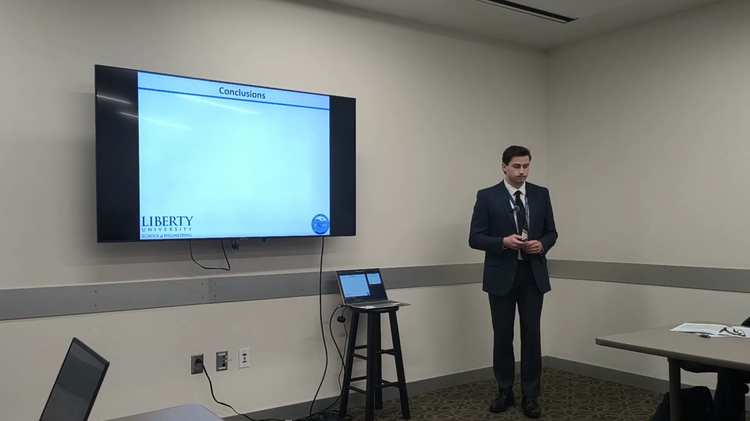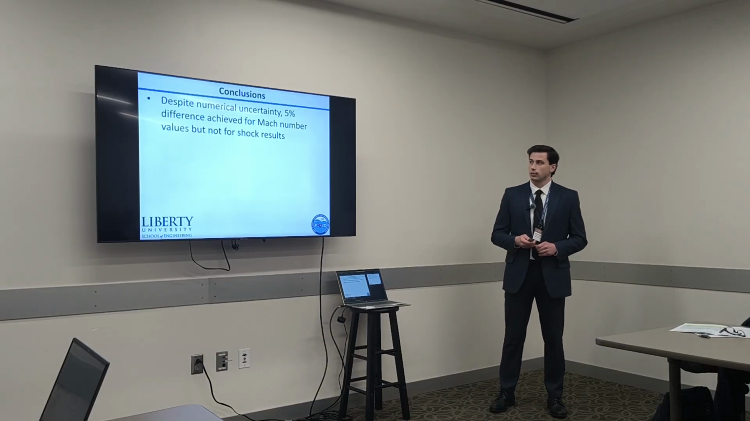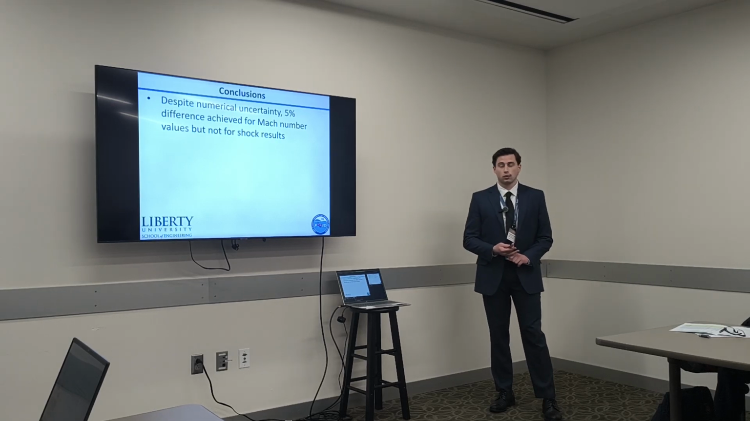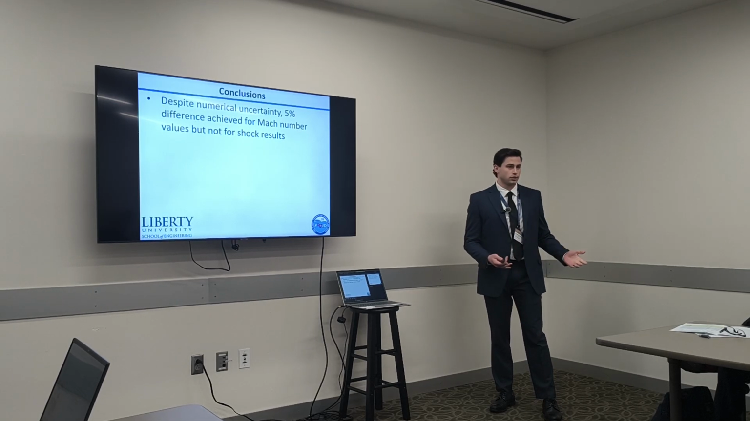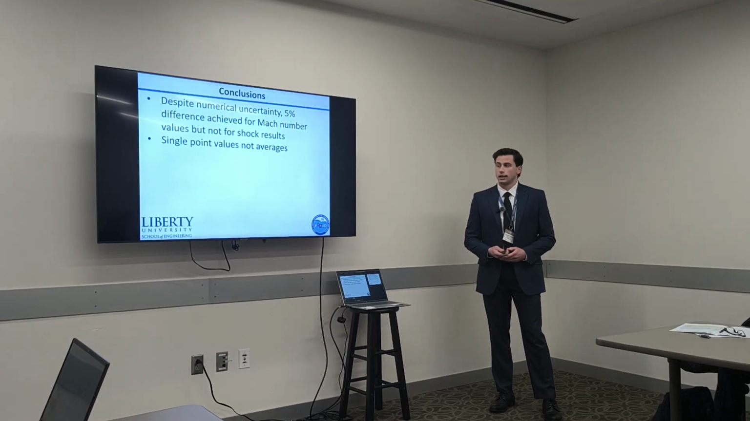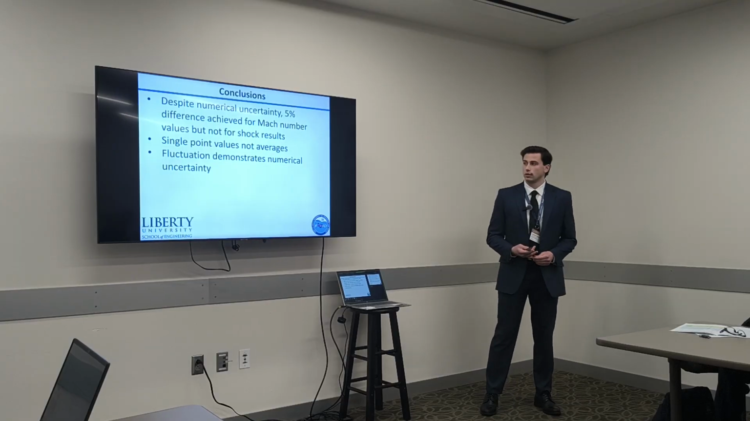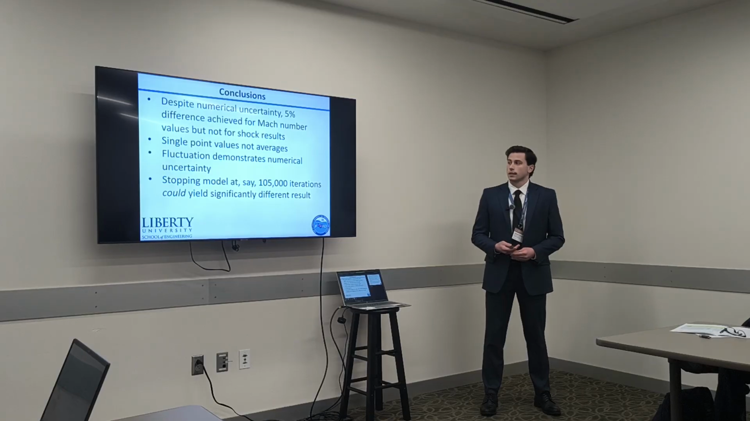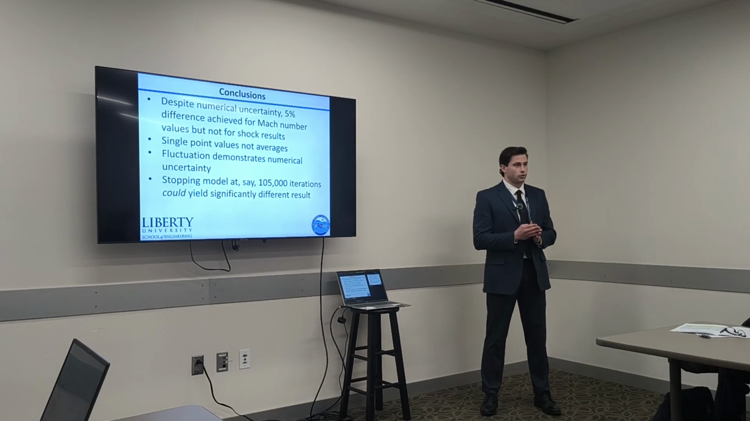So in summary, despite the numerical uncertainty that we discussed, 5% difference was achieved for Mach number values, but not for the shock results. And again, these were single point values and not averages. The fluctuation that we saw demonstrated a lot of numerical uncertainty. And this can be illustrated by the fact that we stopped the model at 100,000 iterations.